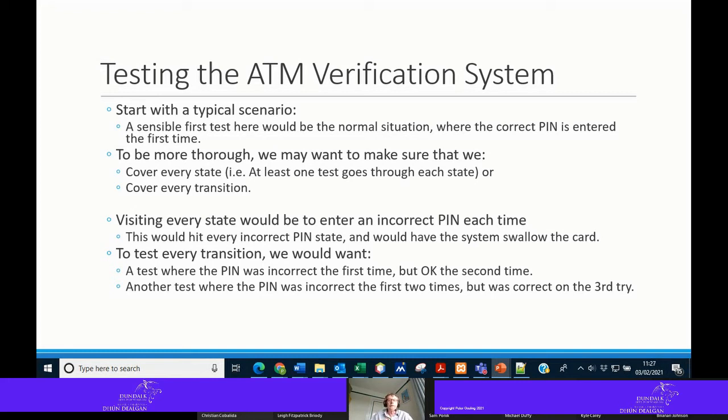So visiting every state would be to enter an incorrect PIN each time, which would hit eventually the incorrect PIN state, which would have the system swallow the card. To test every transition, we would want a test where the PIN was incorrect the first time, but okay the second time. Another test would be the PIN was incorrect the first 2 times, but correct the third time.